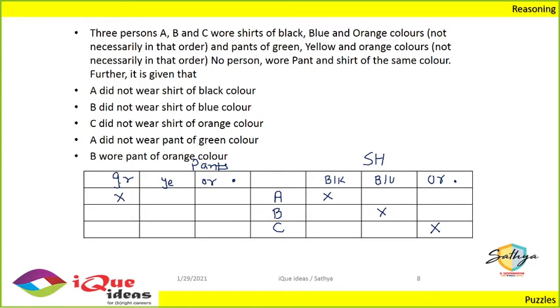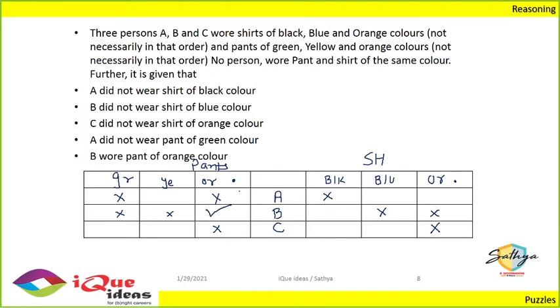Now, B wore a pant of orange. So, if B wore a pant of orange, first of all, nobody else is wearing the orange pant, and B is not wearing a pant of any other color. So, we eliminate all that. Plus, orange cannot be repeated. So, if B is wearing an orange pant, then B cannot be wearing an orange shirt. Now look, it becomes easy to complete the table.